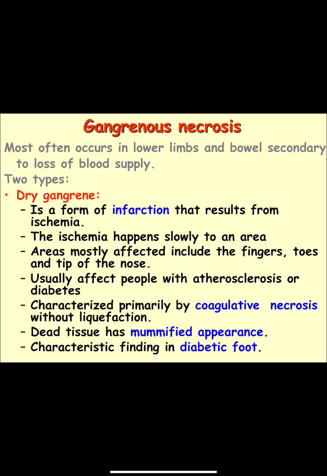All right, gangrenous necrosis. So gangrene, you guys know about gangrene, right? Are you fans of horror movies? No. You see a lot of gangrene in horror movies, right? A lot of blood spilled everywhere.